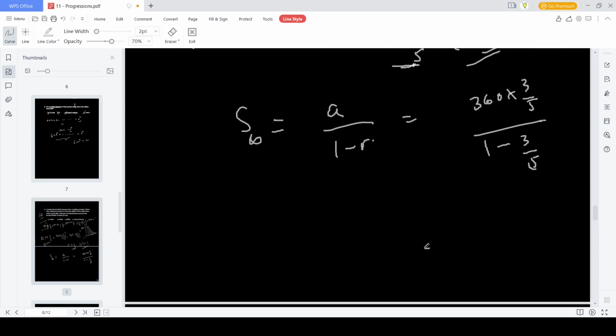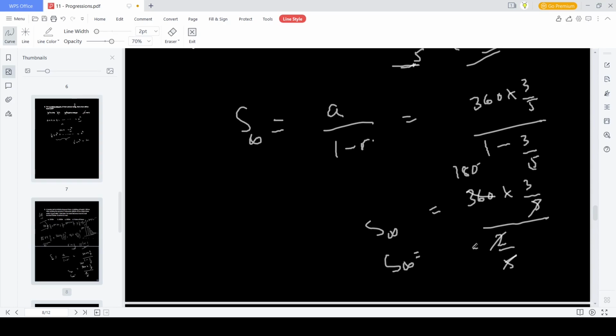Okay, so then we simplify this. You get it as 360 into 3 by 5 by 2 by 5. The 5 and 5 cancel. 360 cancels with this 180 times. Okay, so this into 3 is the sum till infinity. So the sum till infinity is 0, 4 and carry 2, 540.